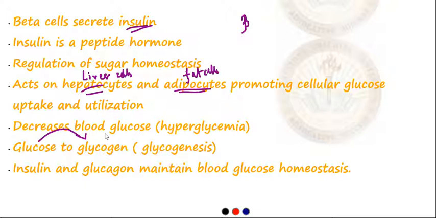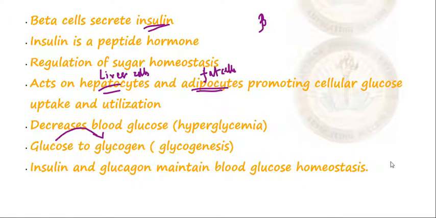So it does whatever it does opposite of glucagon. Insulin and glucagon together maintain blood glucose homeostasis. In the next video, we'll talk about how the food is digested and the byproducts of the food produced, and how glucagon and insulin work together to maintain glucose homeostasis in detail. Thank you.